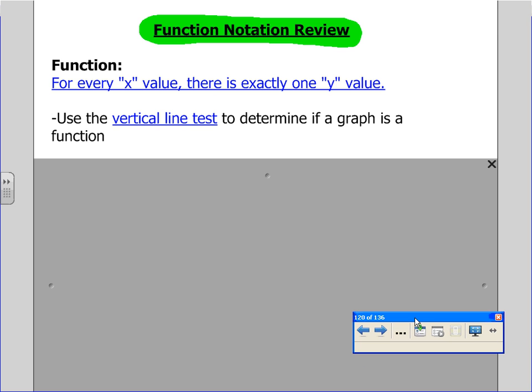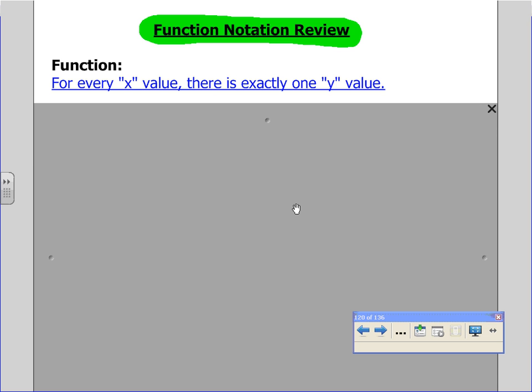Okay, so at the very top of page 13 of your notes, I just want to fill in part of this with you. The first thing that I'd like you to write down is the definition of a function. If Ms. Wingrove and I were here today, we would have asked you, what is the definition? So hopefully you remember that a function, for every x value, there is exactly one y value. We have also said that it is 1-to-1. So you should be writing down, for every x value, there is exactly one y value.